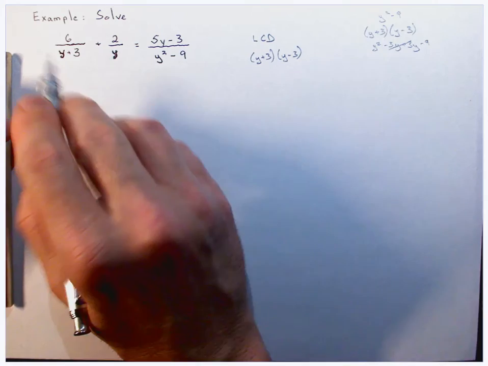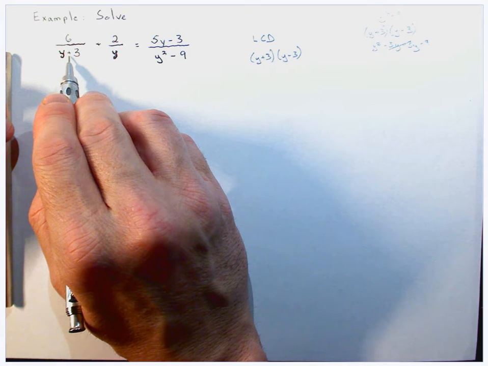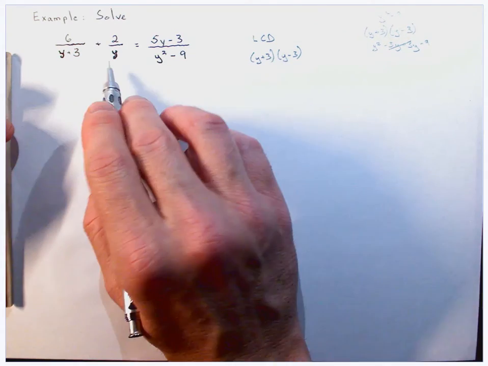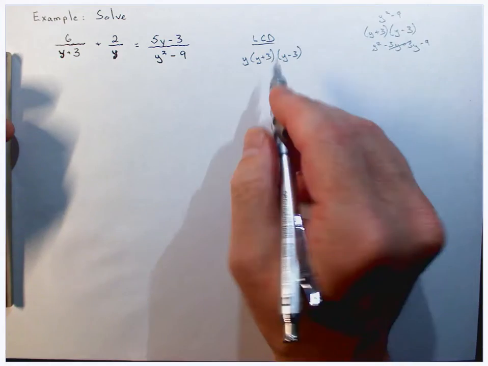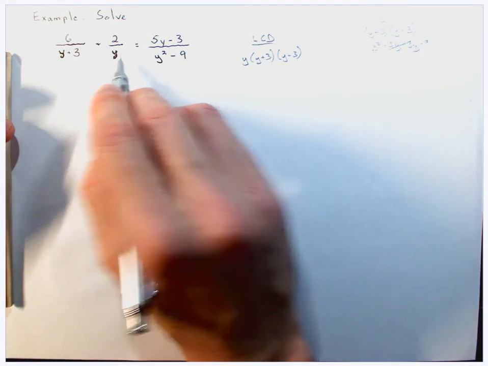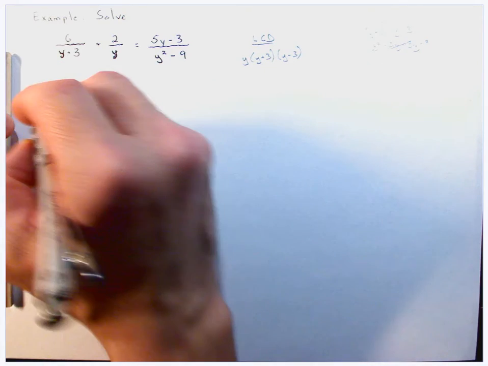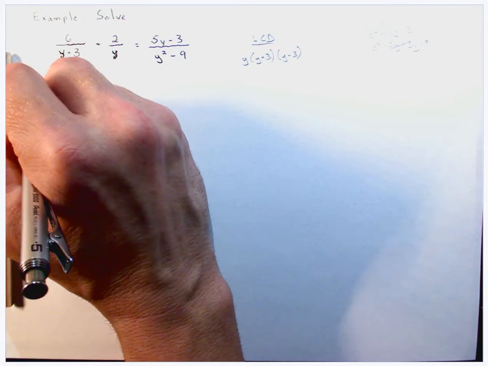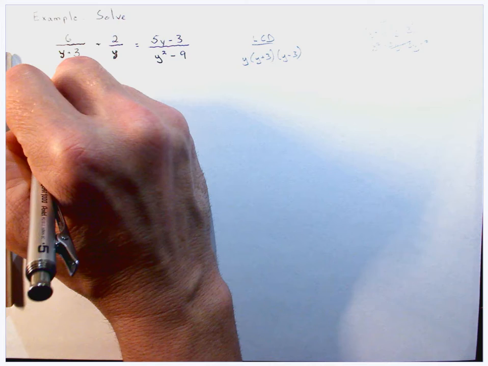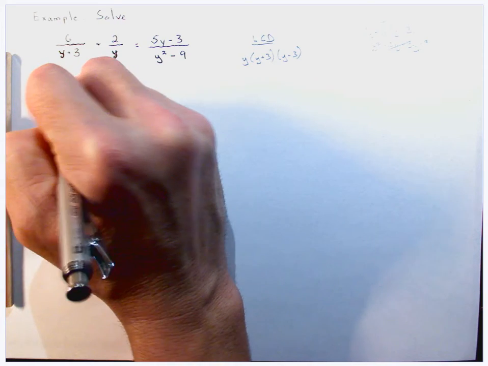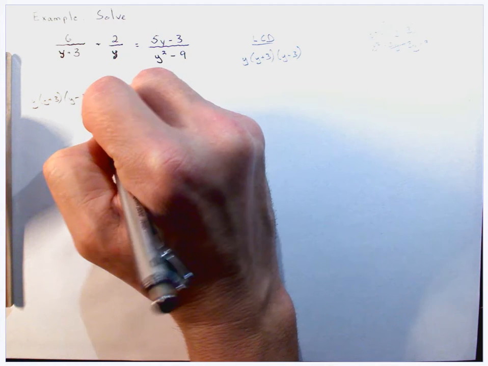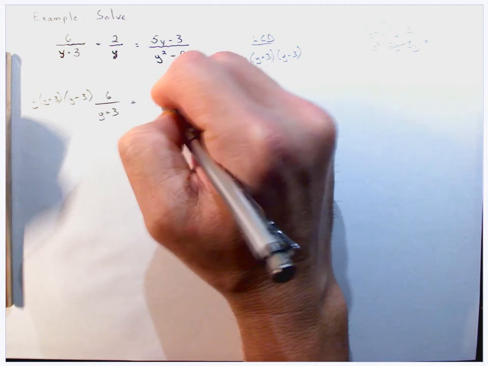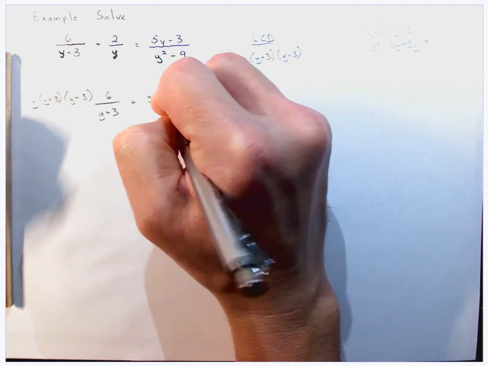We already have a y plus 3 in there, right? So I don't need to add that twice, and then I have a y. This is my least common denominator. So I need to take this and multiply it to each term in my rational equation. So y plus 3, y minus 3 times 6 over y plus 3 plus y times y plus 3.